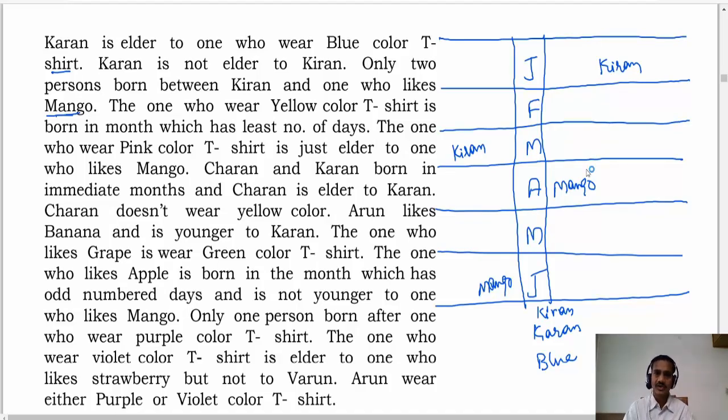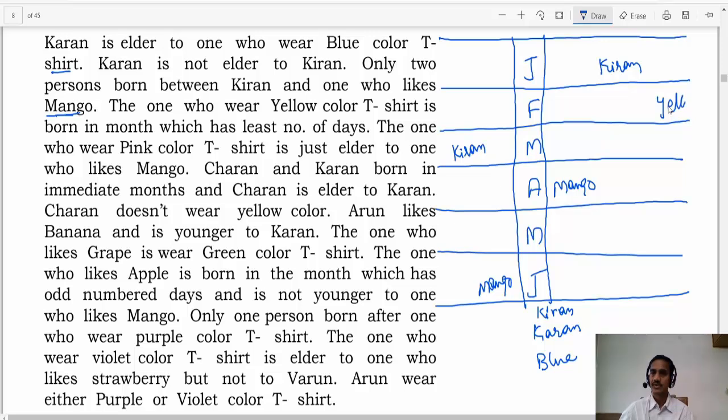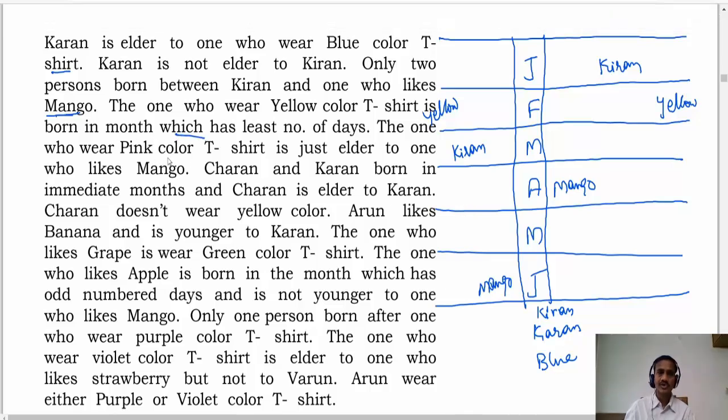Next one, the one who wears yellow t-shirt is born in the month which has the least number of days. Yellow t-shirt, least number of days, and it must be in the month of February. Yellow is February. Now here also yellow is February. Next one, the one who wears pink color t-shirt is just elder to the one who likes mango. Pink is just above mango, hence pink is here.